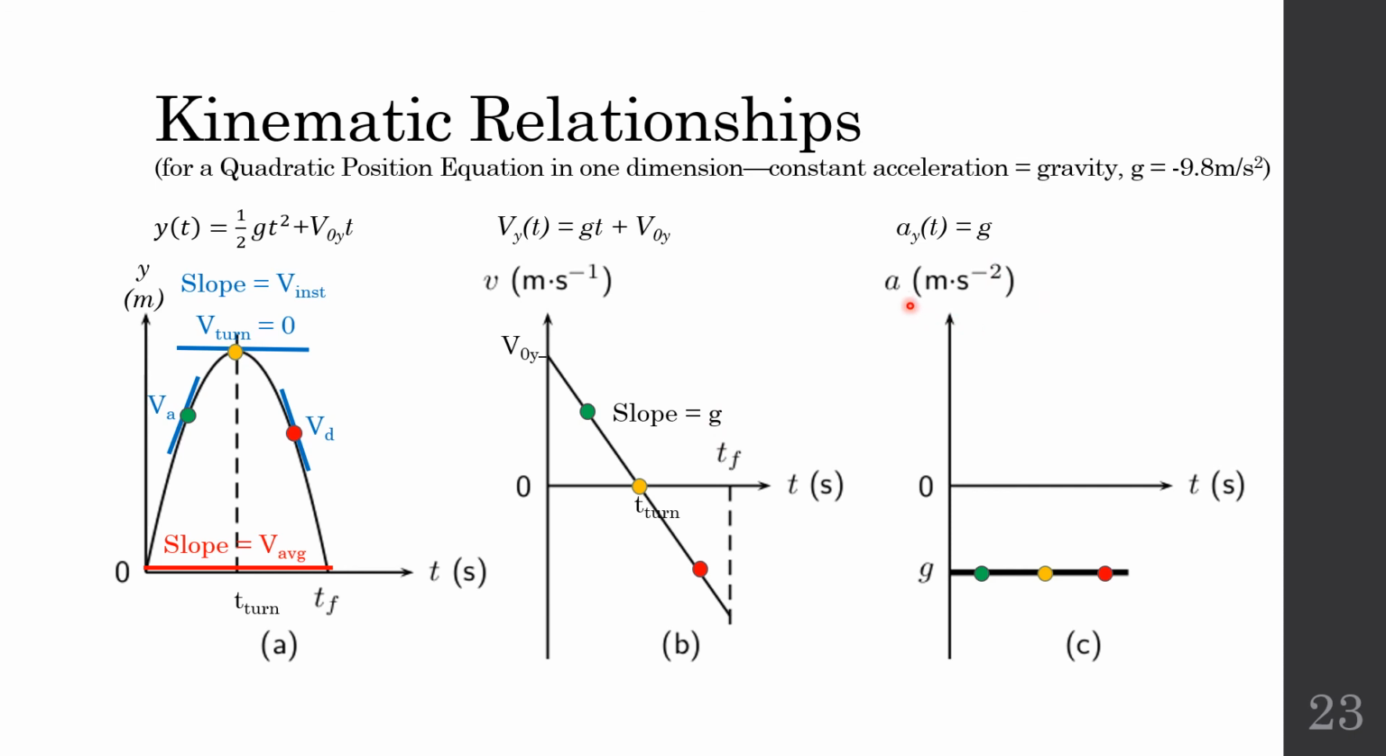Then if we come over here to our acceleration graph, it should come as no surprise at all that all we have is a horizontal line at g. No matter what time you plug into the left side of the equation, you're always going to get g out. You have a constant acceleration, and that's exactly what this graph is illustrating.